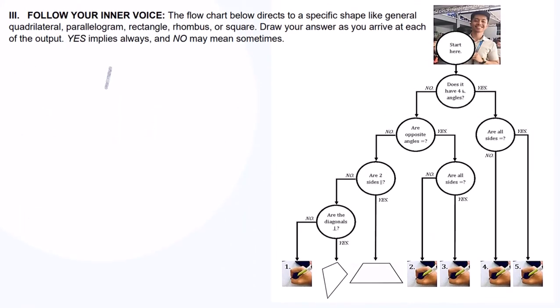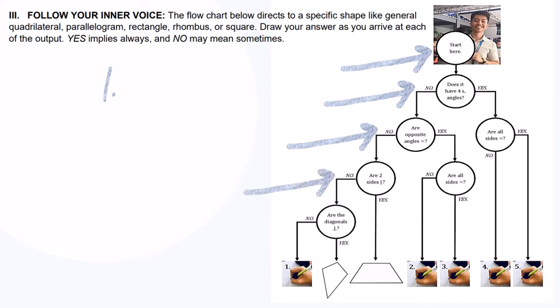For the first drawing, look at the flowchart. So let's start at the top. It says start here. And then we move down. Does it have 4 right angles? If it is no, are opposite angles equal? If it is no, are 2 sides parallel? If it is no, are the diagonals perpendicular? And if it is no, what figure can you draw? Draw your answer. Your 5-second timer starts now.